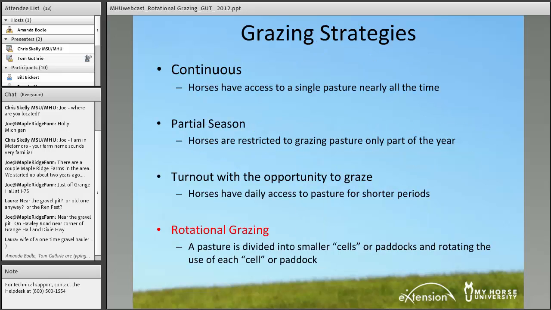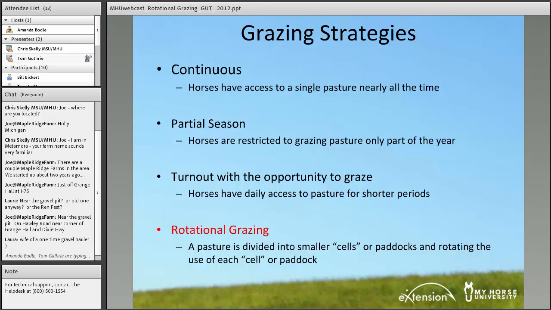Okay, starting off with grazing strategies. Continuous essentially means that horses have access to a single pasture nearly all of the time. In partial season grazing, horses are restricted to grazing pasture only part of the year. So horses may only have access to a pasture in the spring to midsummer, or in the spring and the fall of the year.